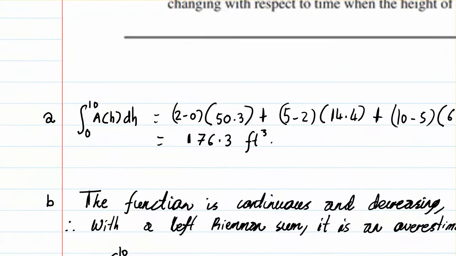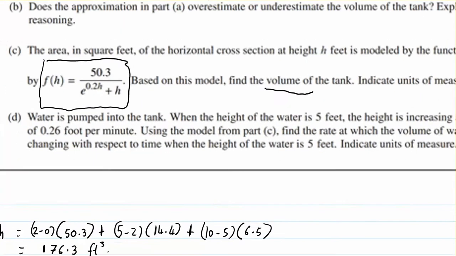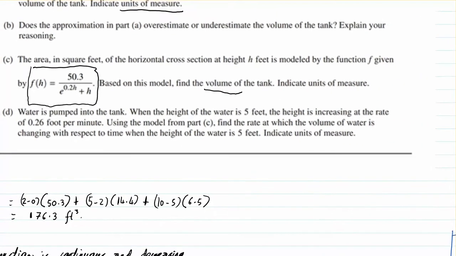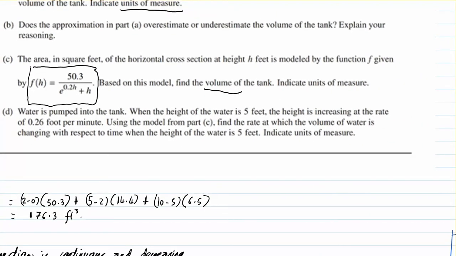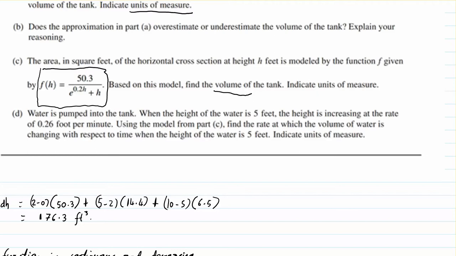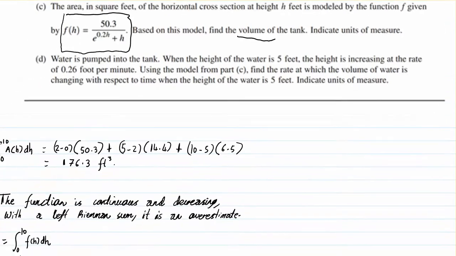So moving on, part D asks us now to find the rate at which the volume of water is changing with respect to time when the height of the water is 5. But it also tells us the rate at which the height is changing with respect to time when the height is 5. So what do we do?